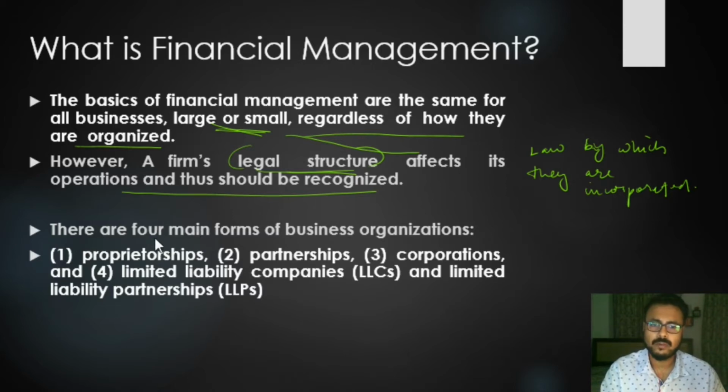So what are the four main forms of business? The first form is proprietorship. Second one is partnership. Third one is corporation. And the fourth one is limited liability companies or limited liability partnership, LLCs or LLPs.